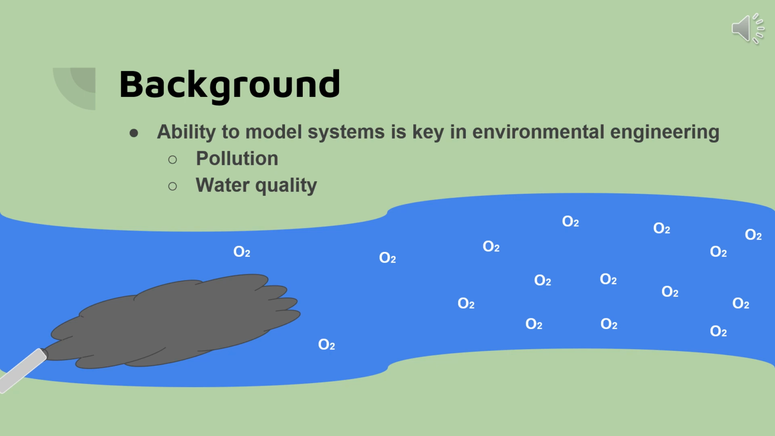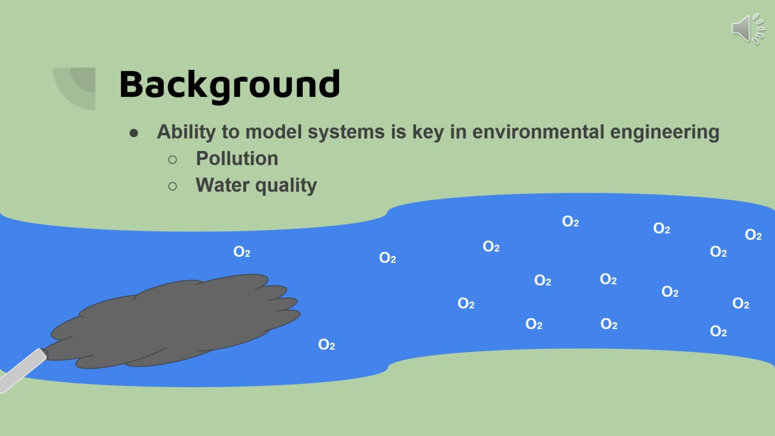This class focused on modeling systems. Being able to model systems is key to environmental engineering. For example, you could have pollution entering a stream as shown in the illustration on this slide. As an engineer, you might want to model the concentration over time or the concentration over distance to see how far it'll travel. Really anything about the pollution characteristics that could be relevant to the problem you're trying to solve.